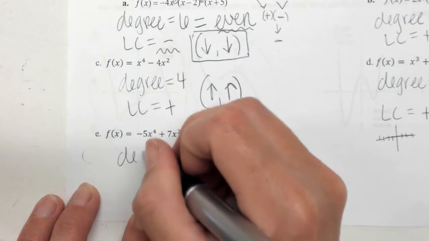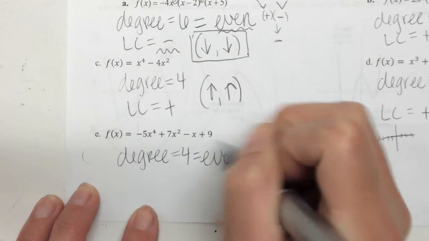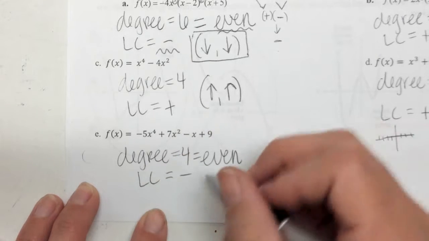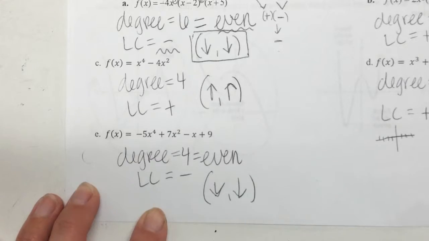So this one, the degree was also 4, so it's even. The leading coefficient is this -5, so it's negative, so your end behavior is going to go down, down. Alright, flip it over.